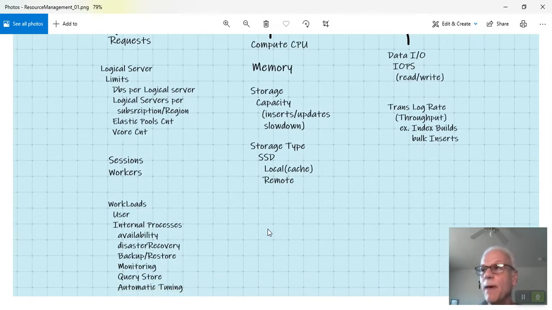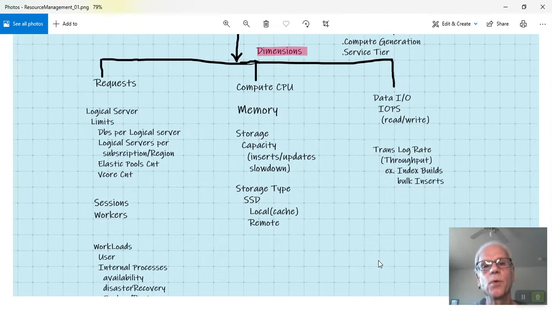There are two major workloads in process during a managed process, rather. There's a user workload, which is your workload. You created it, you run your applications. But also there are internal processes, which are the workload of the system itself, which is handling availability, disaster recovery, backup restore, monitoring, query restore, automatic tuning. They're using resources too, and they're being controlled by governance also. So we have to adjust all those things according to your workload.